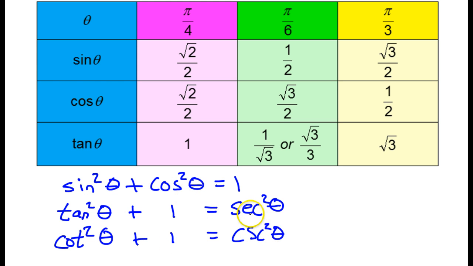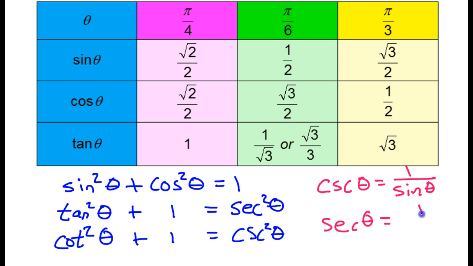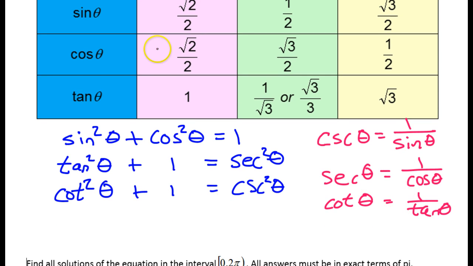Speaking of secant, cosecant, and cotangent, I'm going to also assume that you know that cosecant is the reciprocal of sine, the sine function, and secant is the reciprocal of cosine. Of course, cotangent is the reciprocal of tangent. Alright, I'm going to assume you know those things.